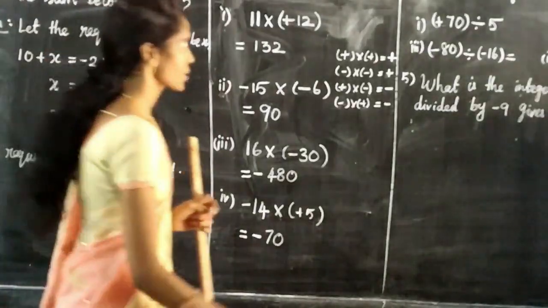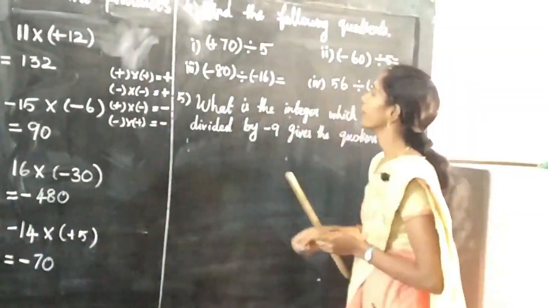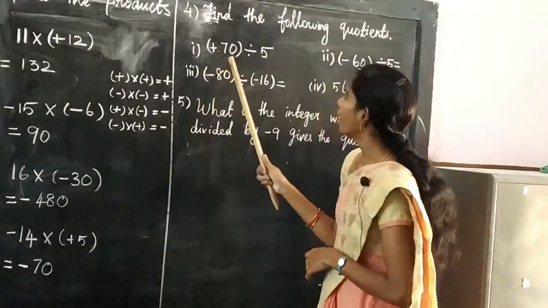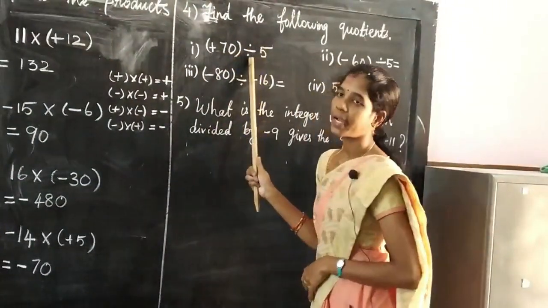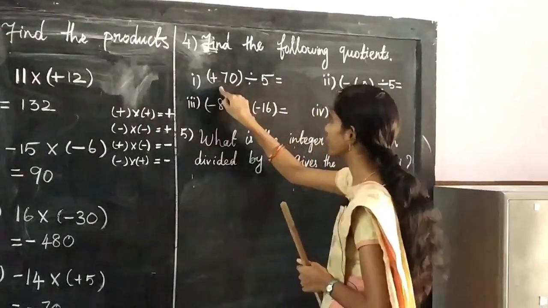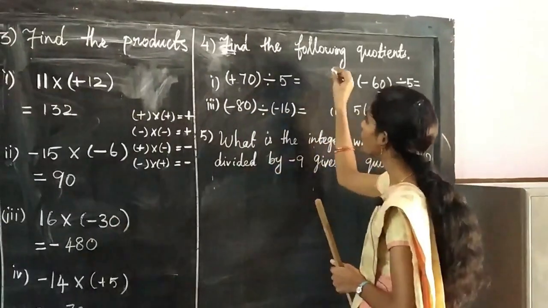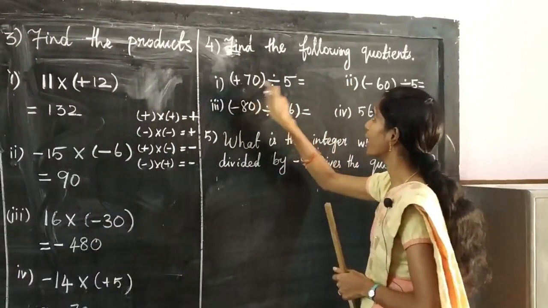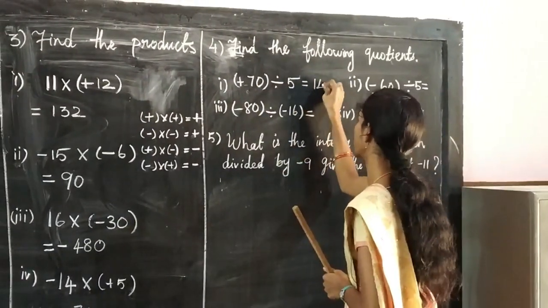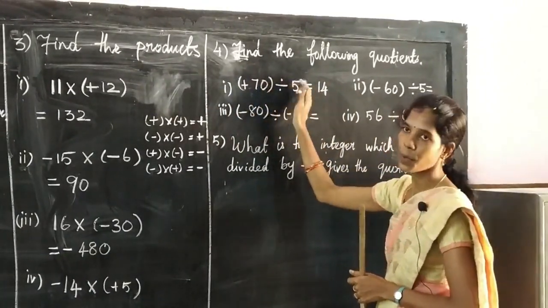Okay. Next, find the following quotients. Now plus 70 divided by 5. We are dividing a positive integer by a positive integer, so we get a positive integer. 70 by 5 is 14. Positive integer, because both the integers are positive.